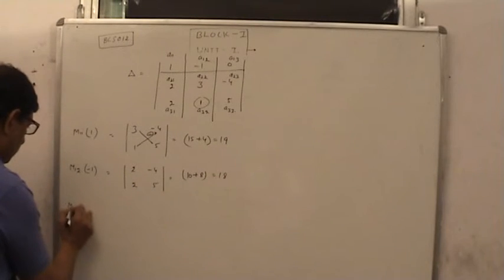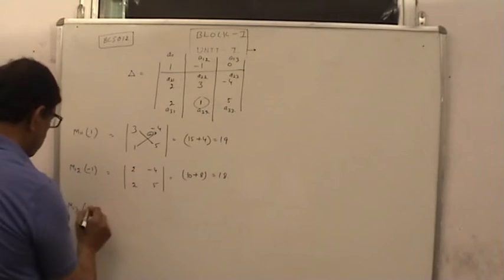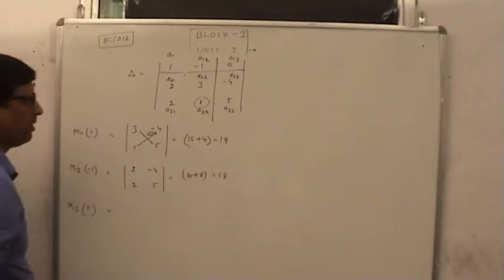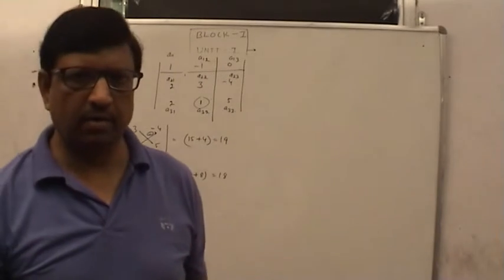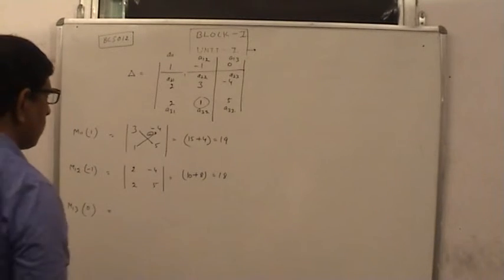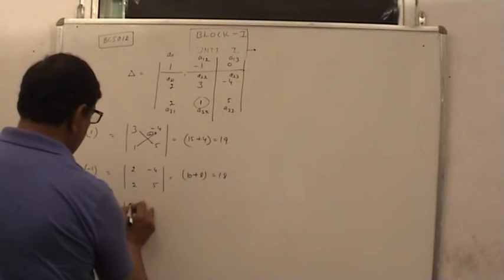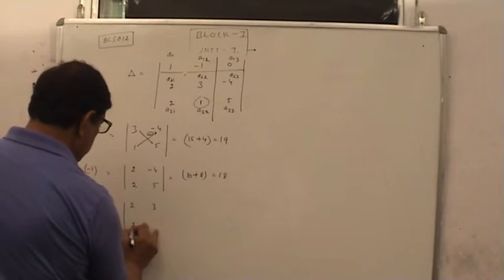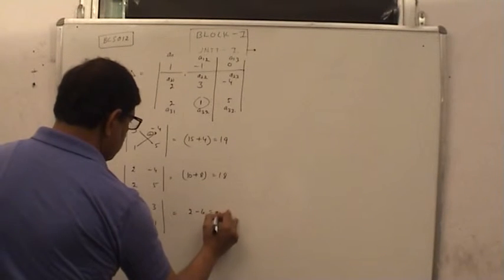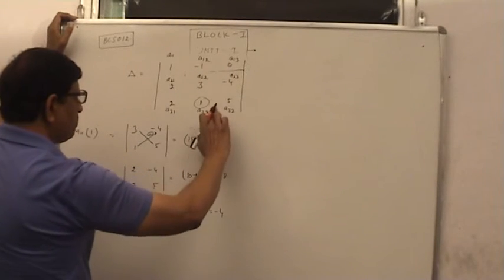Then comes the third element, first row, third column. It is 0. 0 does not mean it has no minor or cofactor. 0 also has certain values in the form of minors or cofactors. Remove the first line. Now the remaining elements are 2, 3, 2, 1. That is equal to 2 minus 6 is equal to minus 4. Now the process for the first row is complete.